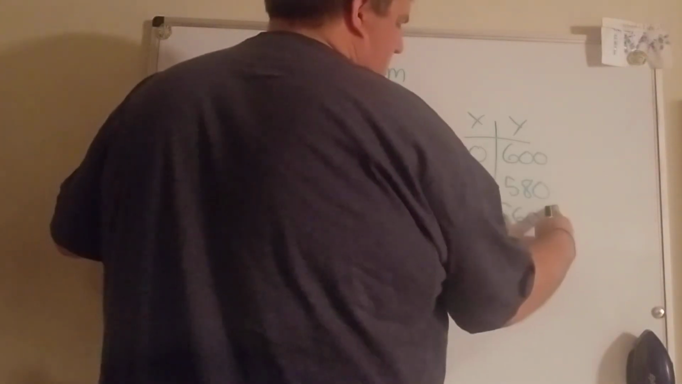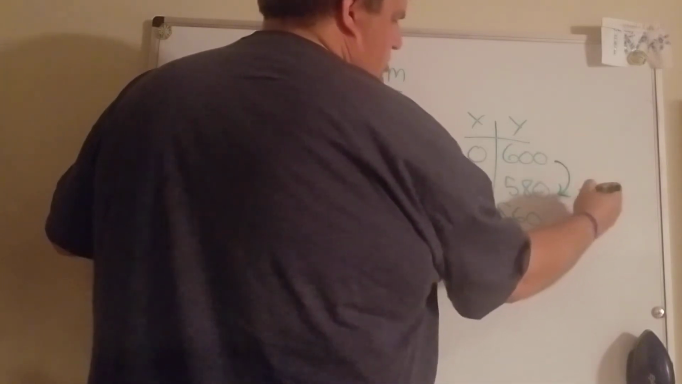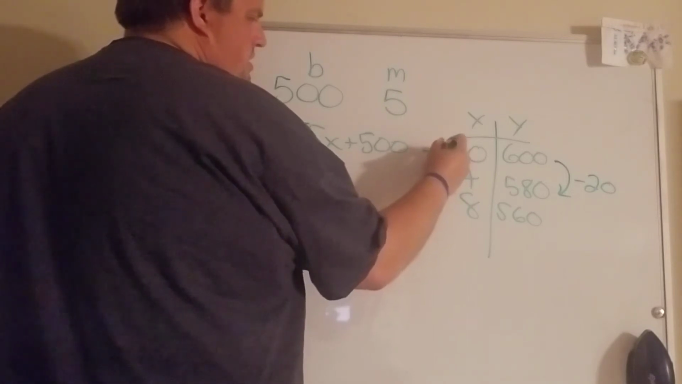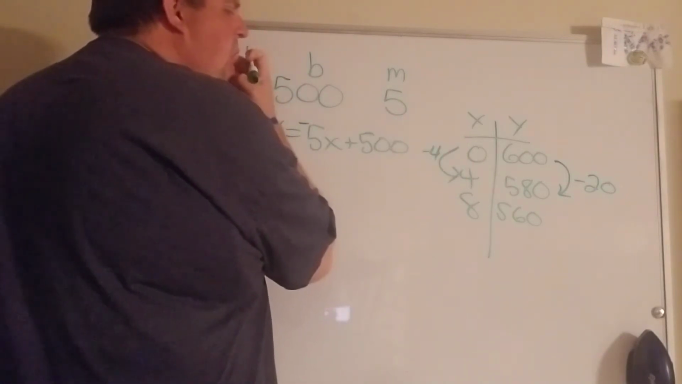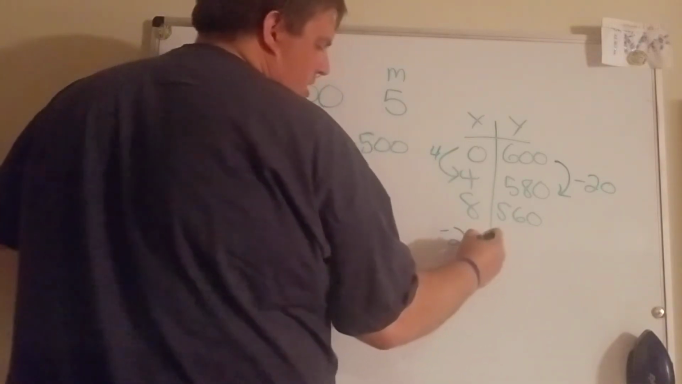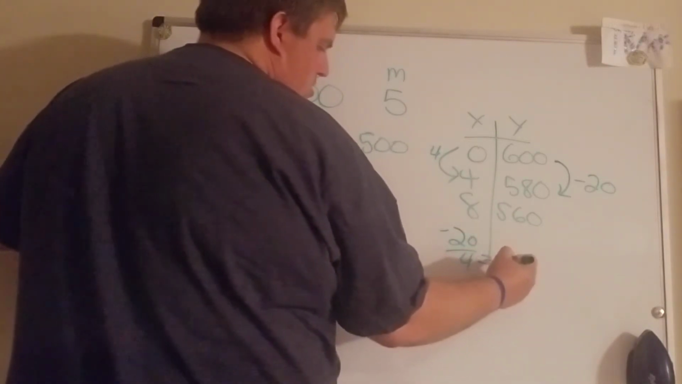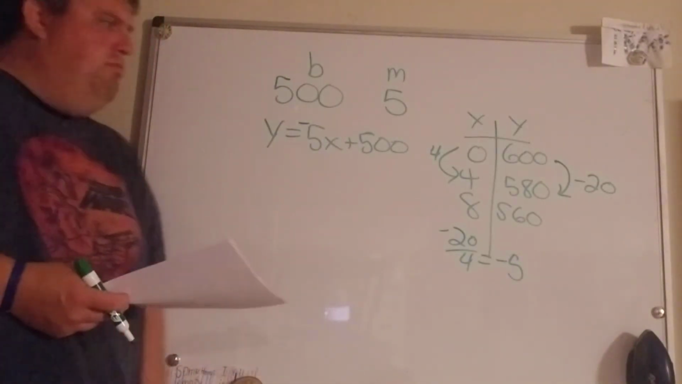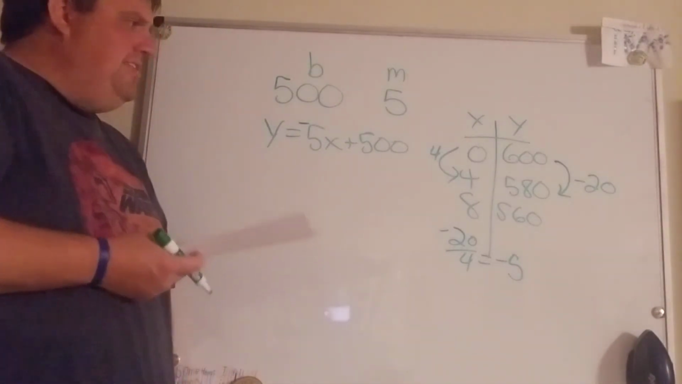Because this one's going to be, how does this change? It goes down 20 when this goes up 4. So that's going to be negative 20 over 4, which is also negative 5. So they are both selling at the same rate, but they started with different amounts.